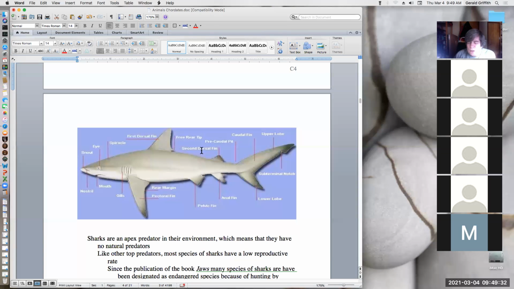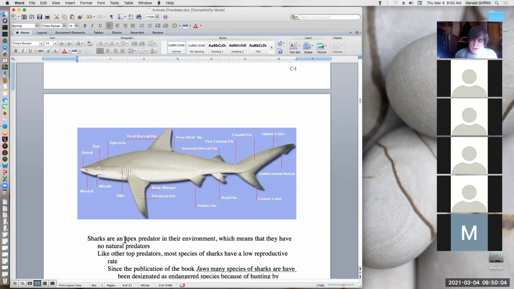Now, sharks do have some dorsal fins. The first dorsal fin is typically the one that we think of when we think of sharks coming through the water. And sharks do have some paired appendages. They have pectoral fins and pelvic fins. And these fins are both paired. There's one on the right side, there's one on the left side.